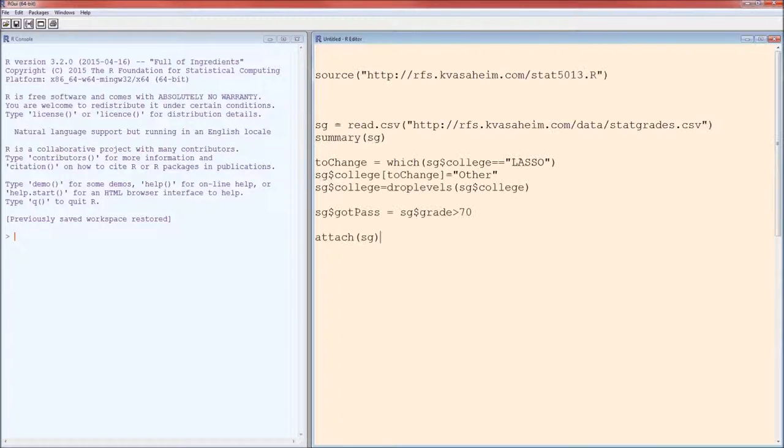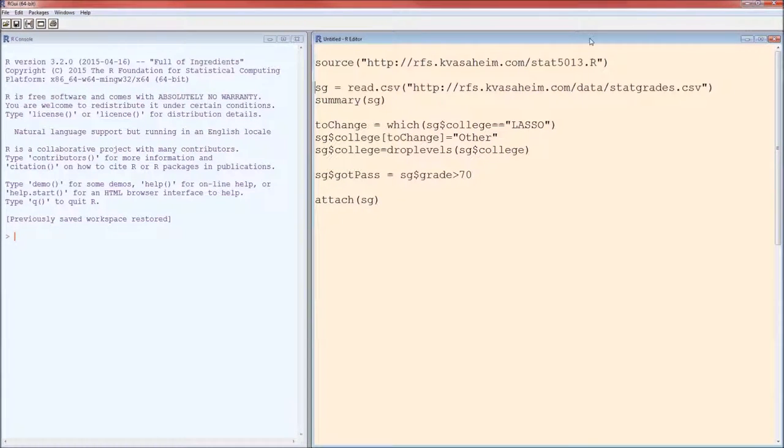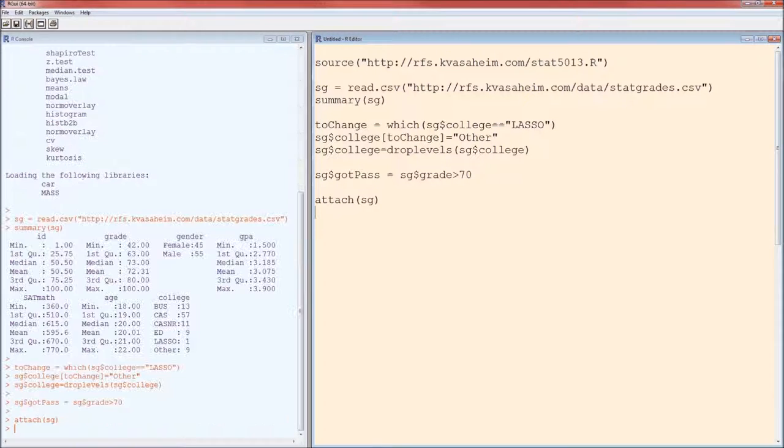First step again is to load our data. Notice we're going to source those external useful functions. It's going to be the stat grades data set. We are going to use the college variable, so we'll need to recode the lasso person as an other person. We're also going to use the got pass variable, so we need to define that. Notice all of that happens before the attach. So we run those, look over here on the left, make sure nothing breaks. Nothing broke. So there's our data. Data is in the memory.